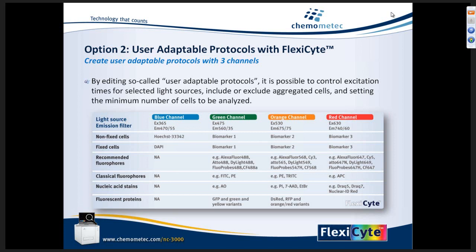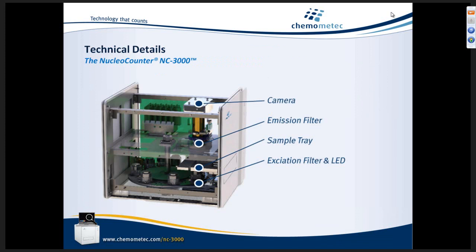The technical details, just a short view through what our instrument really is. It is a camera on top, an optical tube going down the middle, and then emission filters. And this will collect the light from the sample tray, the emitted light from the fluorophores in the sample tray, that again is excited by our LED light sources in the bottom.